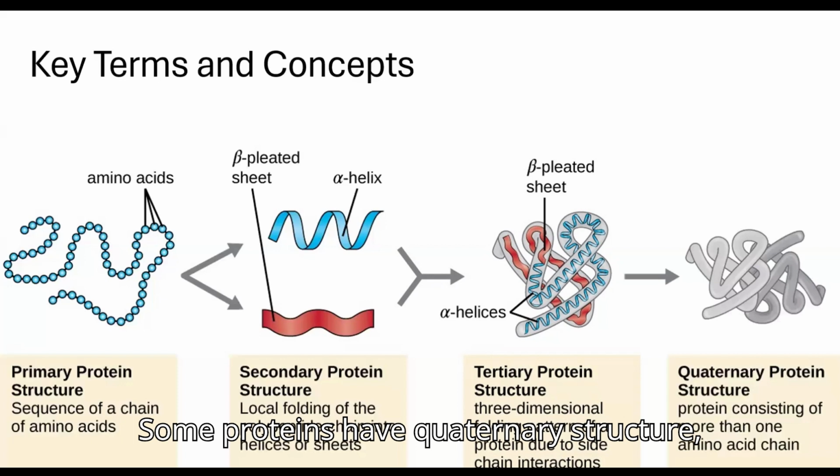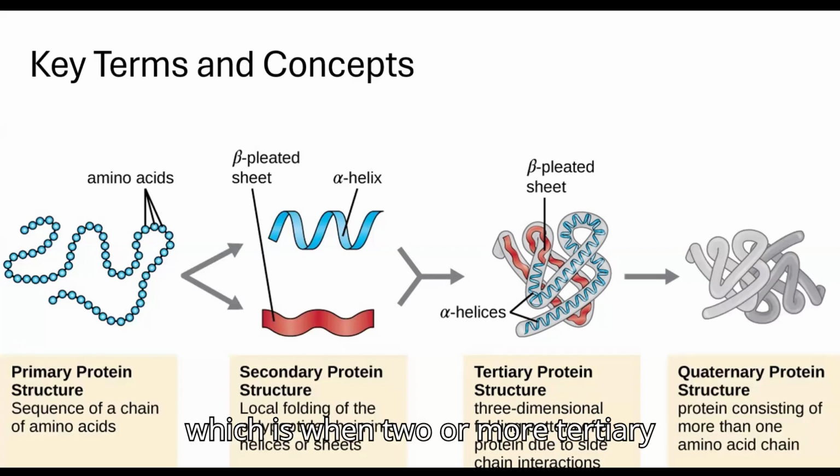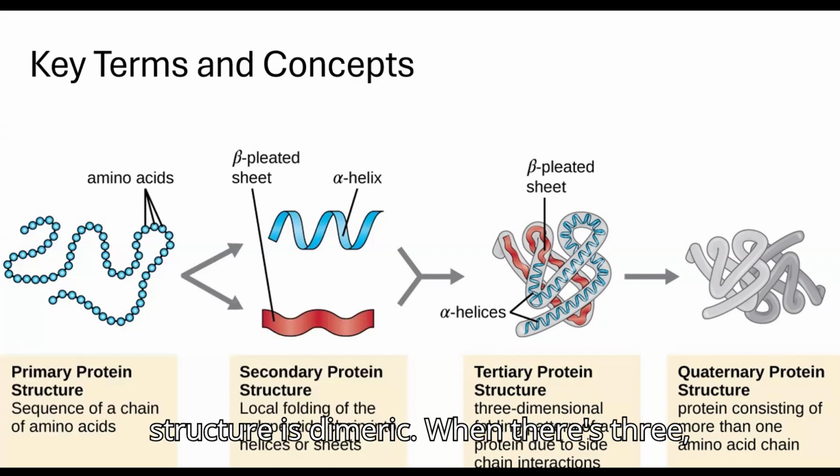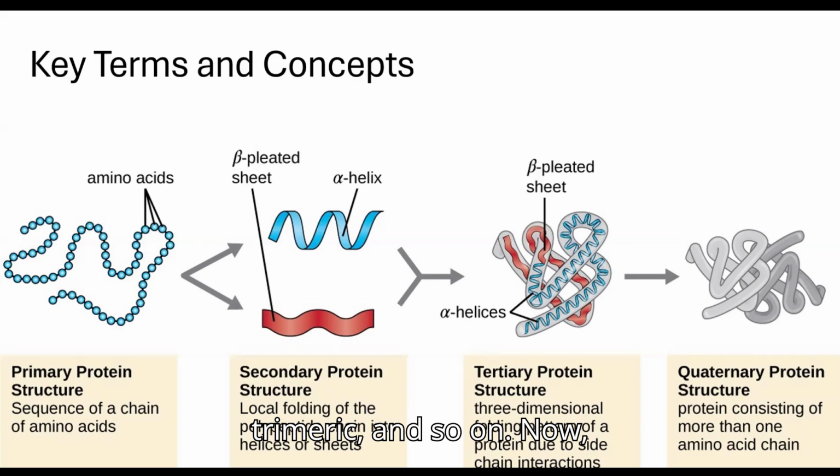Some proteins have quaternary structure, which is when two or more tertiary structures, also called subunits, interact. In general, the same types of interactions that contribute to tertiary structure also hold the subunits together to give quaternary structure. When there are two tertiary structures, the quaternary structure is dimeric. When there's three, trimeric, and so on.